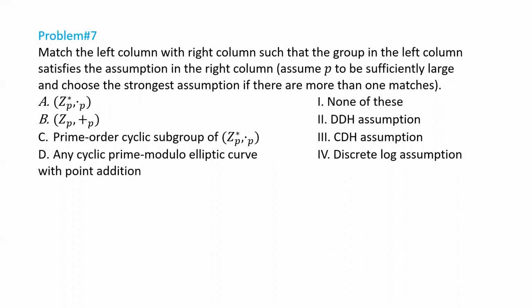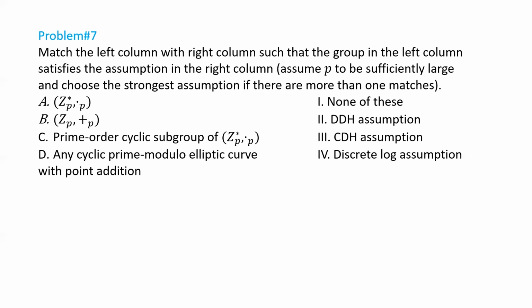Okay, so let me just discuss option C, the prime order cyclic subgroup of ZP star with multiplication modulo P as the binary operator. C maps to 2 also. So the strongest assumption actually is the DDH assumption. So all three assumptions hold in the case of C.